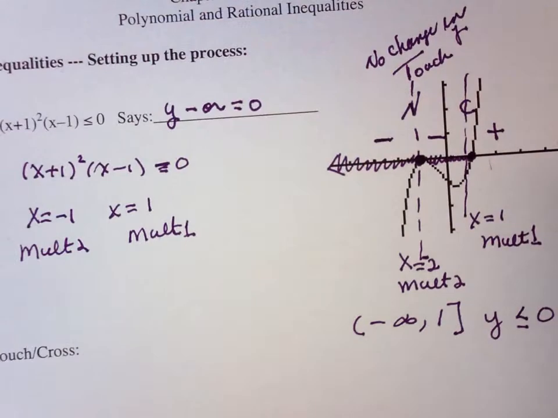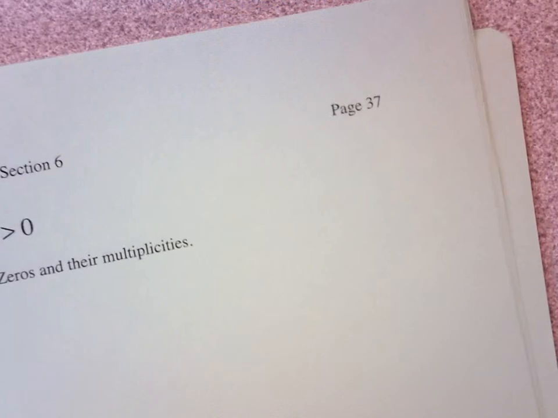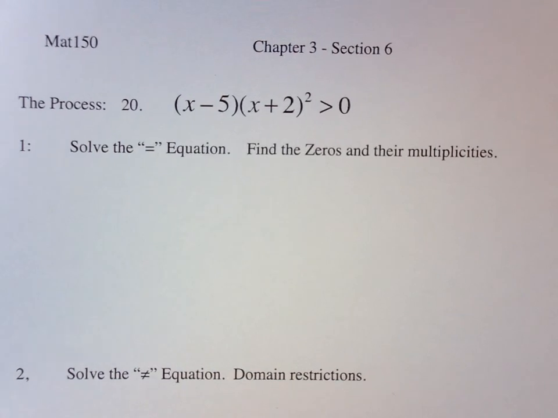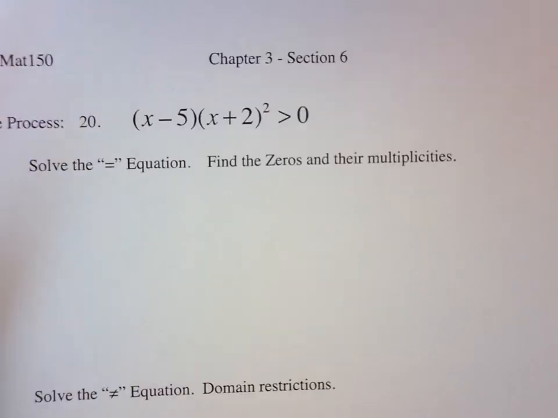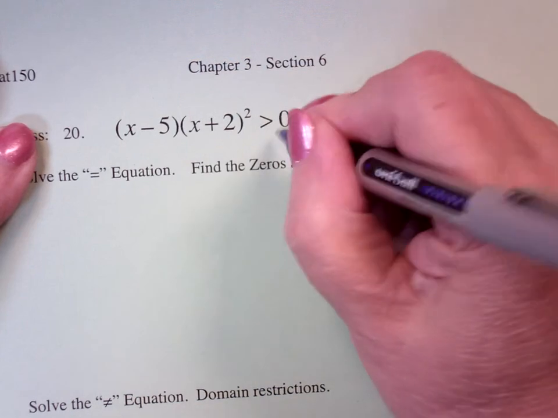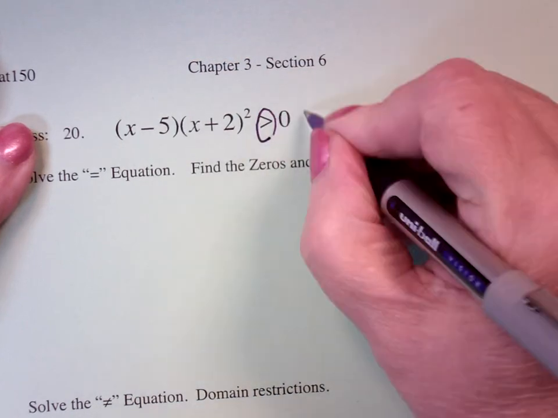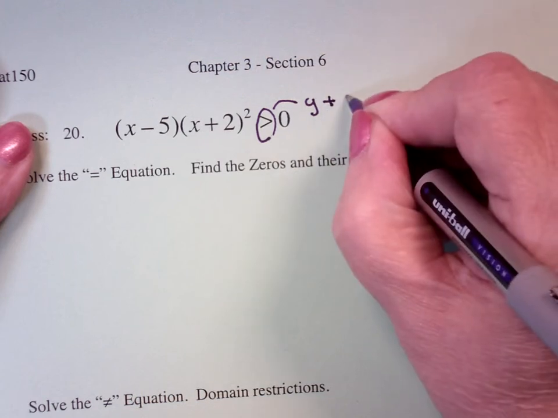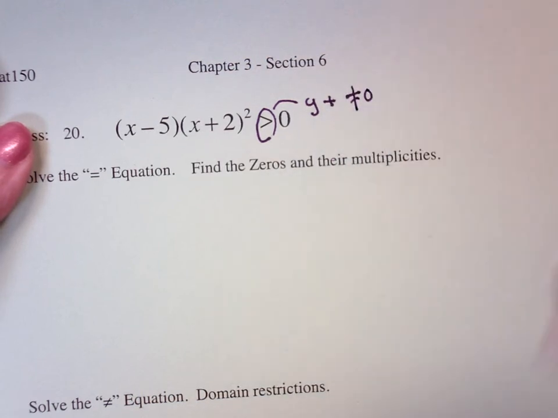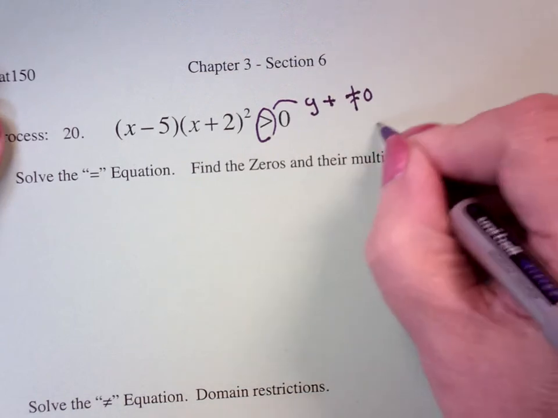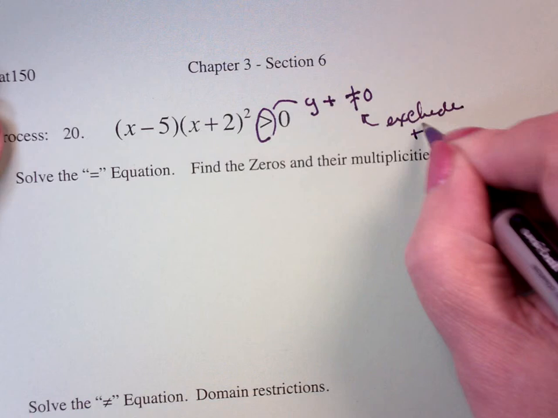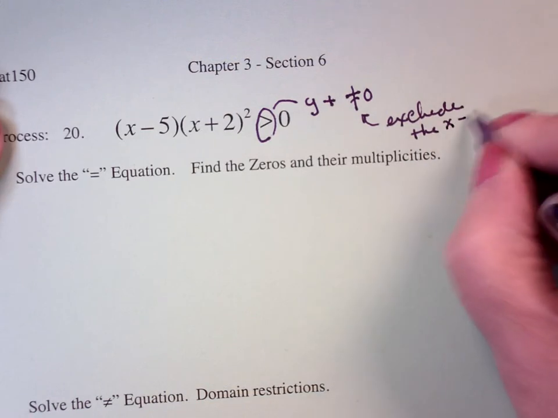Okay. So here we go. So I want to know where x minus 5 times (x plus 2) squared is positive. Now, what this means is that y is positive but not equal to 0. This means I exclude the x-intercepts.